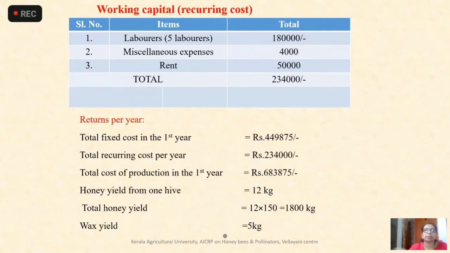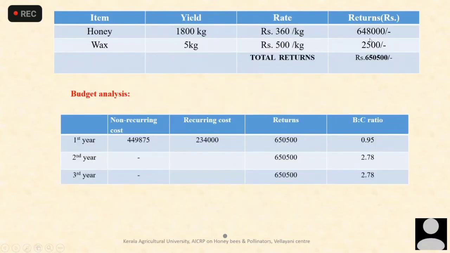Those charges also go in this. And now you can calculate the returns. What will be the expected returns per year? You can calculate it for the first year, then the recurring cost. So the total is 6,80,000 for maintaining 150 colonies. By following scientific methods, we can have 12 kg honey from a single harvest, and of that we will get about 1,800 kg. Apart from that, we can harvest the wax also. So the returns come to about 6 lakh.